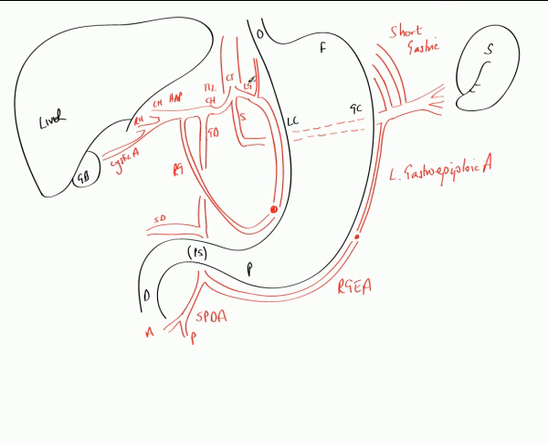So here we see the celiac trunk and how it supplies the organs of the foregut: the spleen, stomach, liver, parts of the duodenum and parts of the pancreas. The celiac trunk gives off three main branches: the left gastric, the splenic and the common hepatic. These then themselves give off subsequent branches that help to supply these organs.